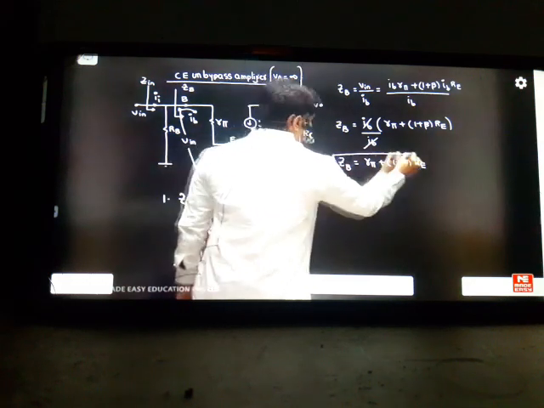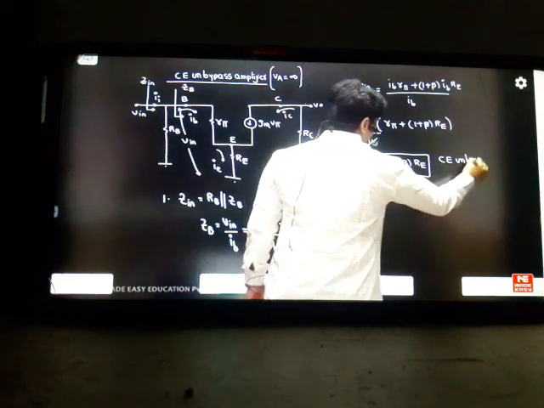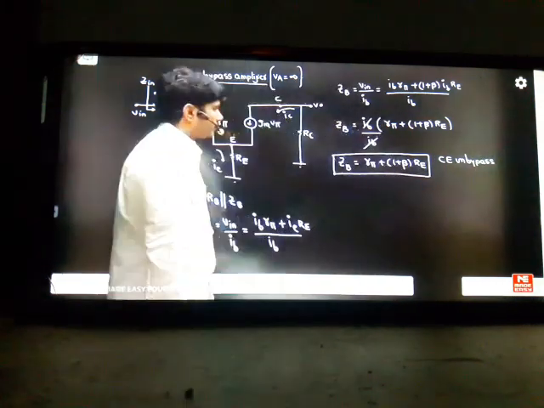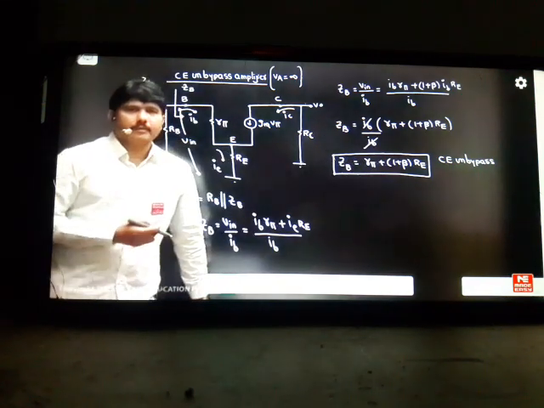If you clearly observe this point, this is the input impedance from the base of your transistor. So this is for common emitter unbypass. Common emitter unbypass input impedance. Previously our input impedance was only R pi. Now it has been increased by a factor of 1 plus beta times RE. From the exam point of view, some theory questions will be there.